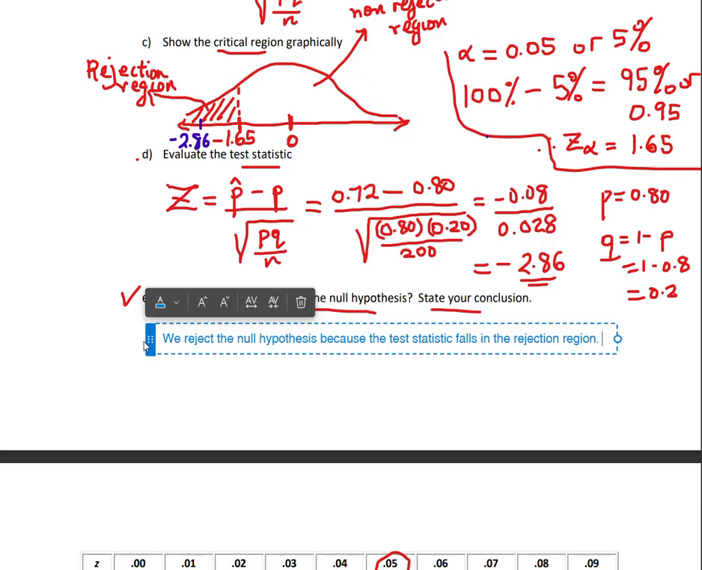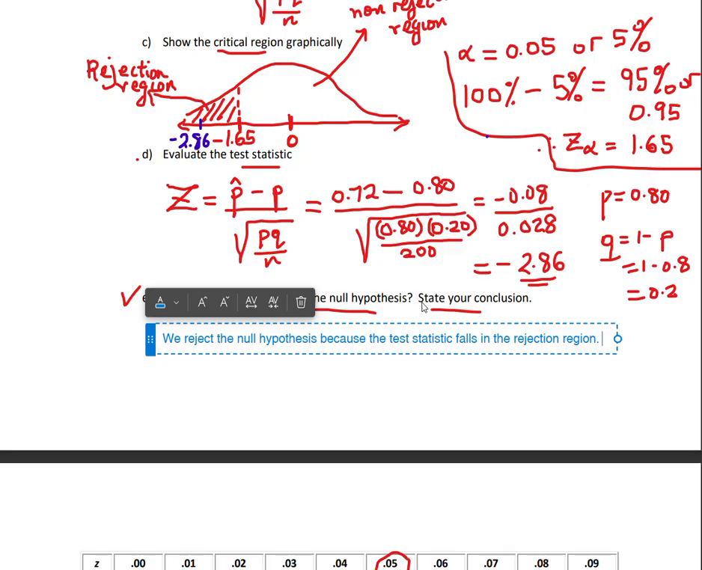Or we could look at it another way and say the absolute value of the test statistic is greater than the absolute value of the critical value. Absolute value is the positive of any number. So that's another way to look at it. When that happens, we reject the null hypothesis. If we had gotten a result from this test statistic like, say, negative 0.5, then that would fall in the non-rejection region here, and we would conclude that we failed to reject the null hypothesis in such a situation.